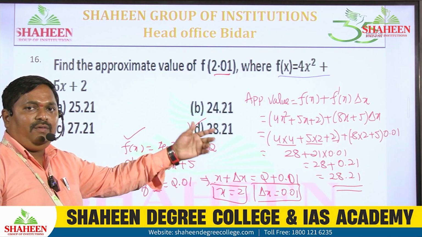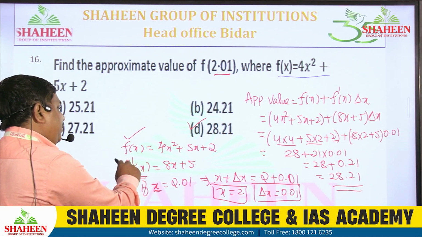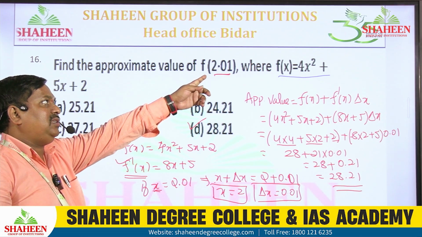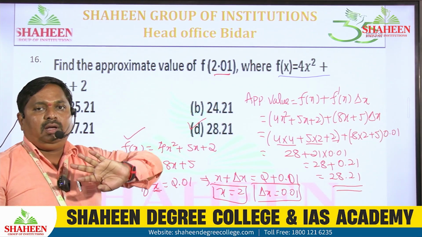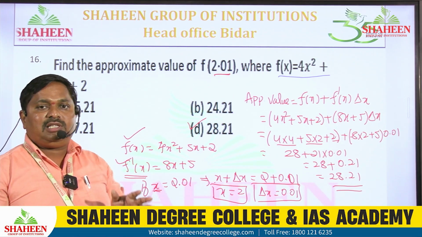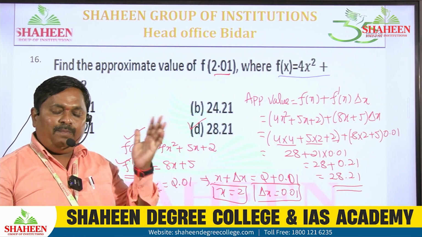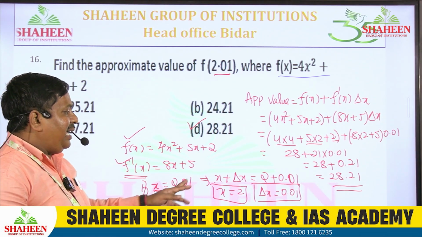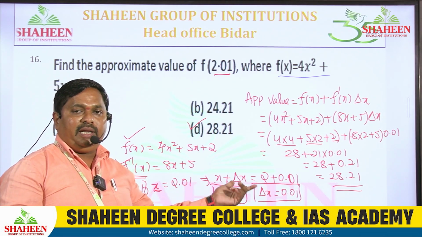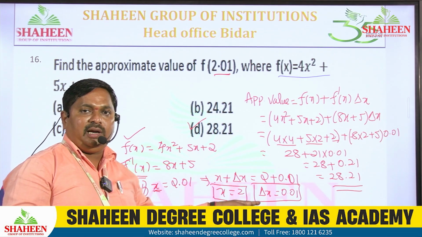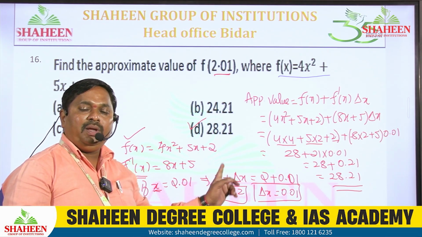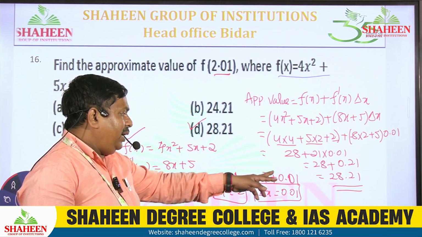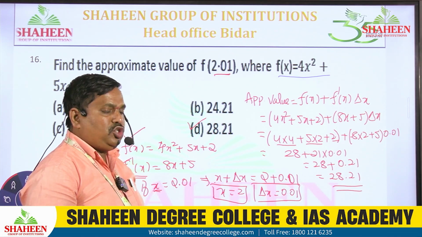Okay, so first you take the given function f of x, that is 4x square plus 5x plus 2, and find its derivative. After knowing f of x and f dash of x, you split the given x. x is 2.01. We are splitting this 2.01 as a sum of two terms: one is an integer, another one is a decimal. We are writing this as x plus delta x. What is x? x is the integer, delta x is the decimal. So the x value becomes 2 and the delta x value becomes 0.01.